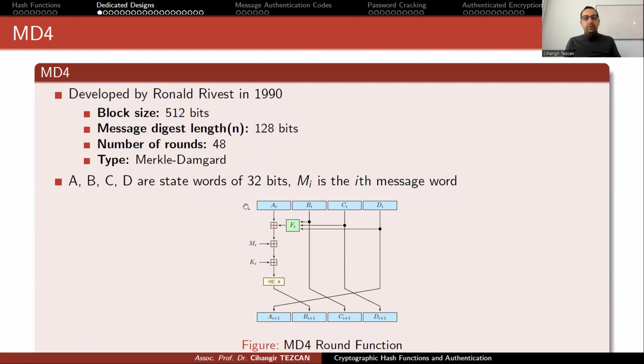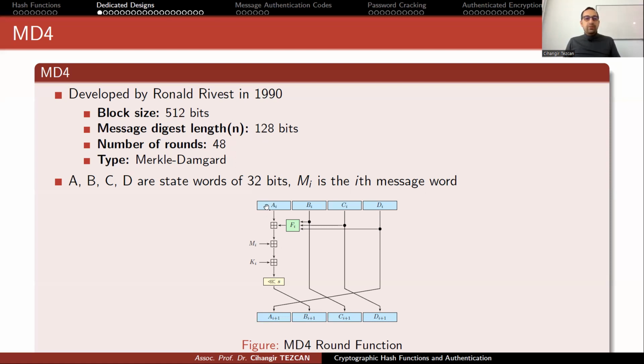This is one round of MD4, and it consists of 48 runs. So just repeat this process 48 times. It was developed by Ronald Rivest in 1990. Block size is 512 bits. Just remember the Merkle-Damgard construction. We divide the message into blocks. This is the length. Okay. The message digest length is 128 bits.